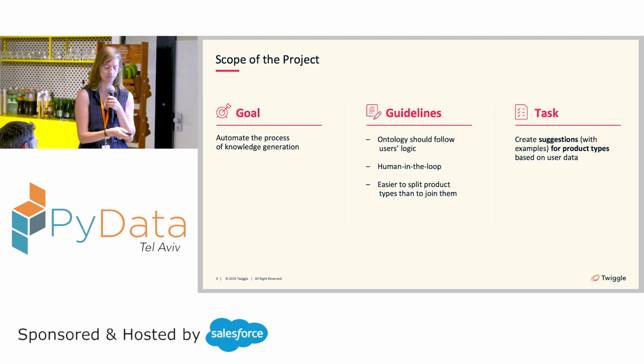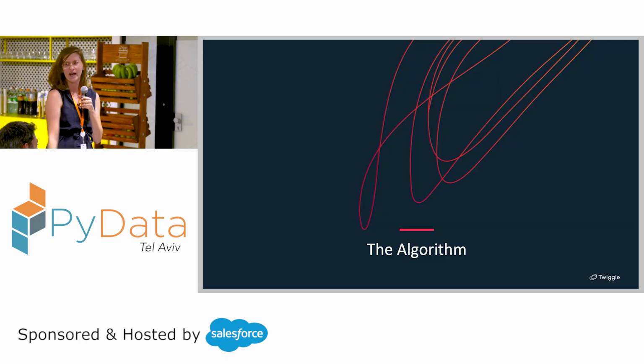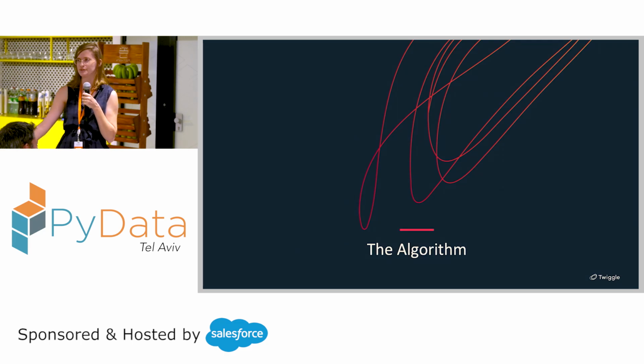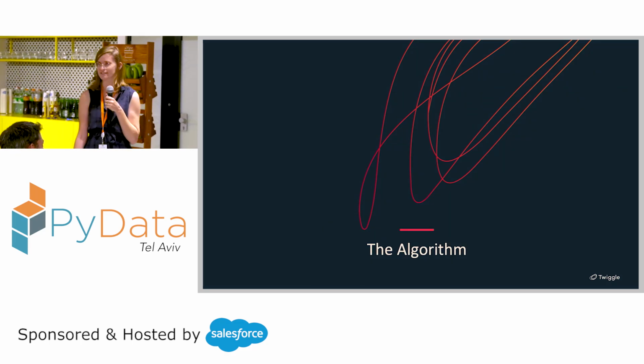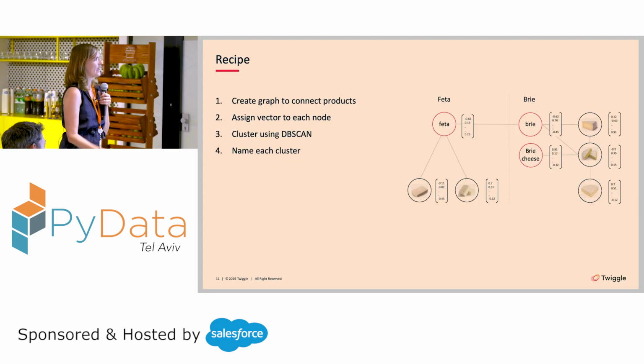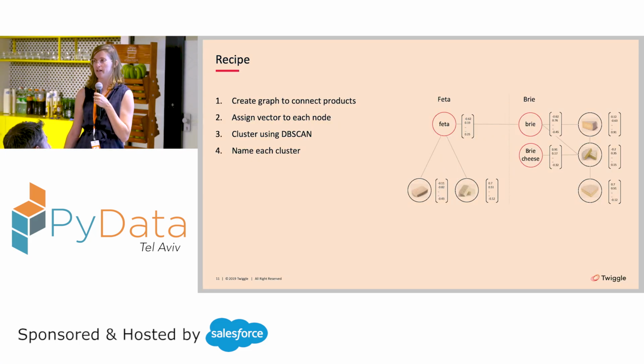And I will go back to it. All right, so how are we going to do it? How are we going to create that kind of knowledge? It's complicated. So I have 4 main steps in my algorithm.